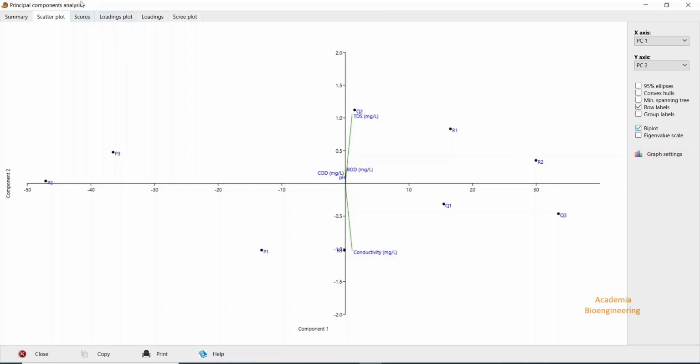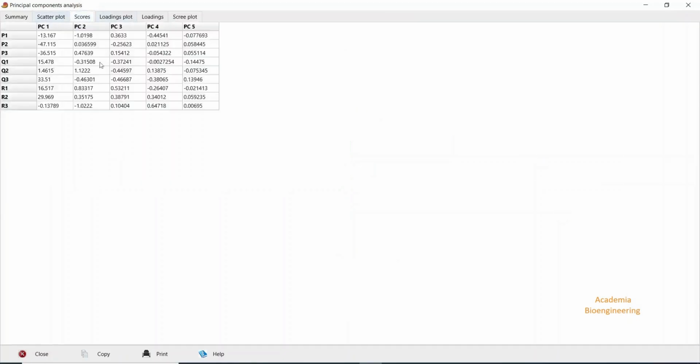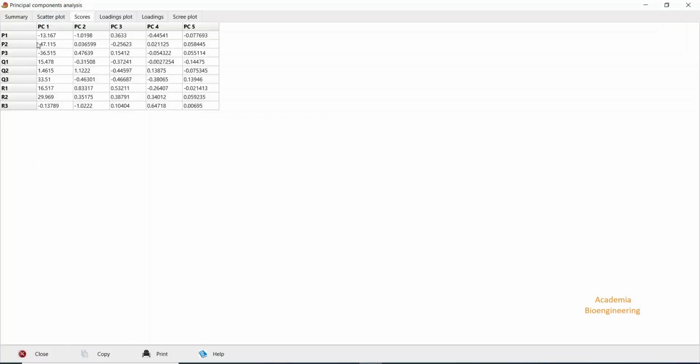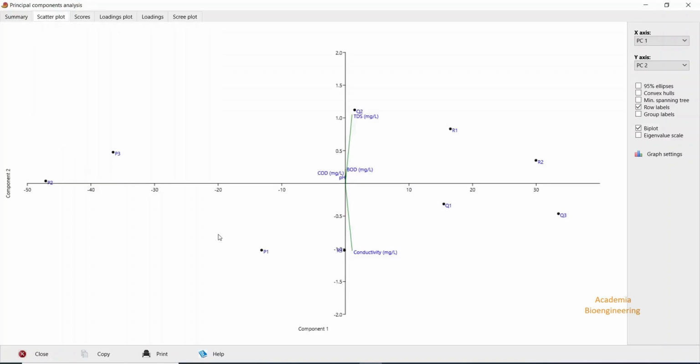So you can also get the scores in this form. Like you can see the P1 sample has a principal component 1 score of minus 13 and PC2 of minus 1. That's why P1 is lying in this region. Also you can see P2 has a PC1 of minus 47 and a positive PC2. So that's why P2 is lying in this region.